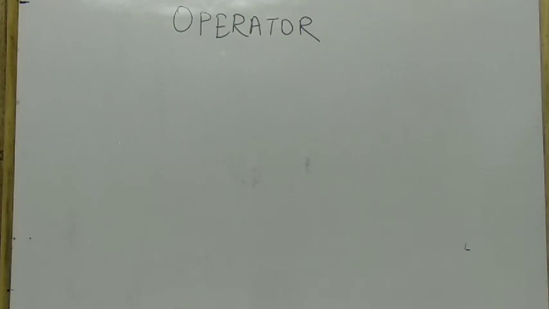What is an operator? An operator is nothing but a symbol which is used to perform some specific task. And what kind of task is it? Like arithmetic, logical or conditional, relational, etc. So an operator is used to perform some specific operation and give some meaningful results.